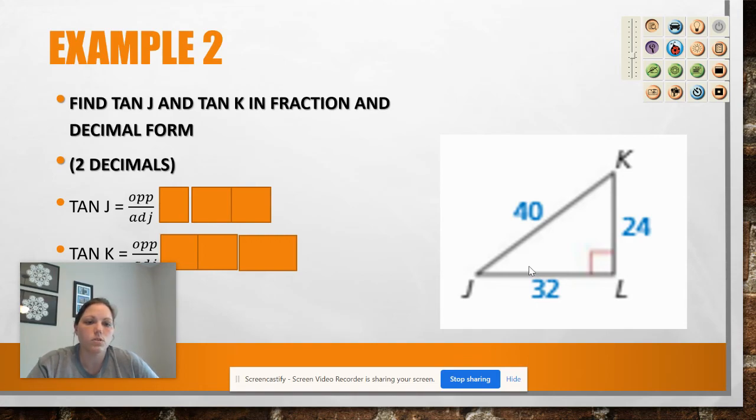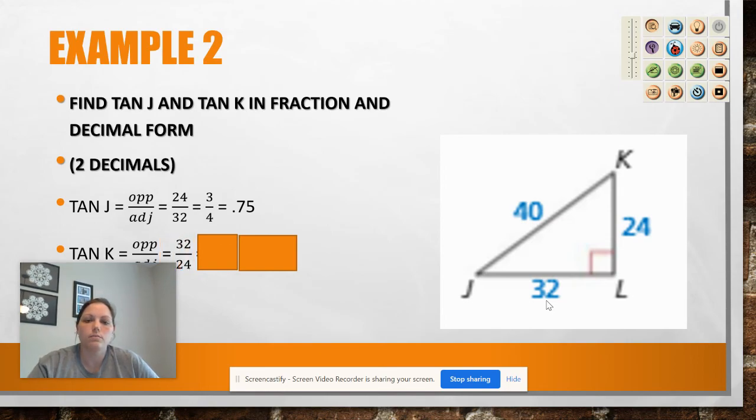Okay, so our tangent of J is opposite over adjacent. So if we look at J, the opposite is 24 and the adjacent is 32. We simplify our fraction so we can divide by 8. And we get 3/4. Type in 3/4 to your calculator, or you might know it, you get 0.75.